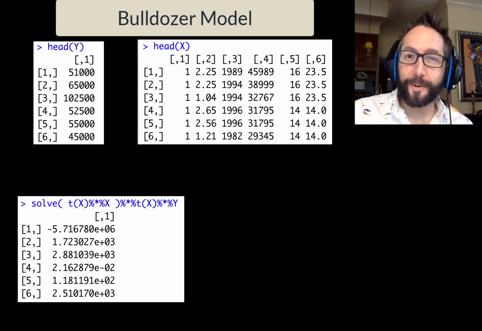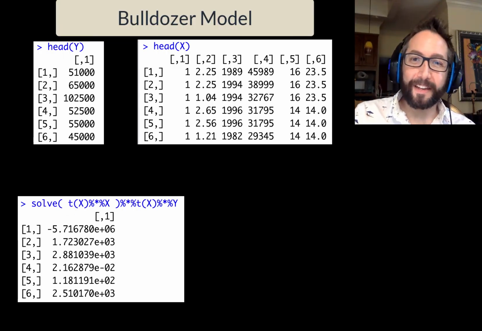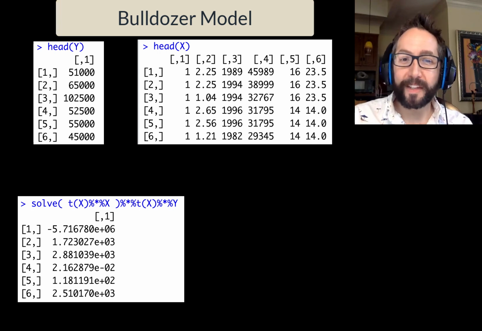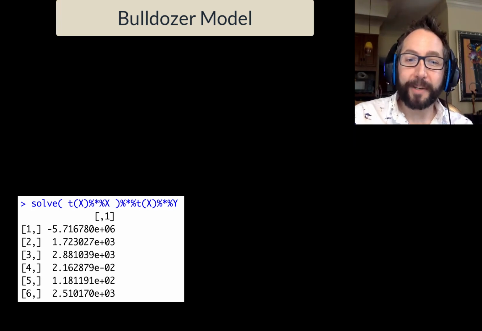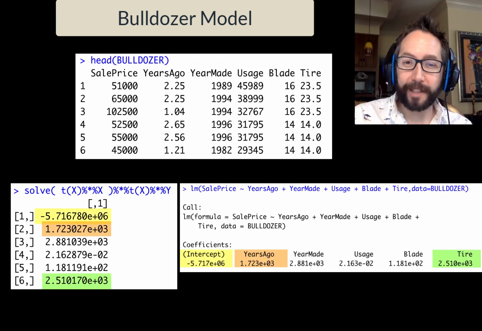So in R, you could go and confirm that, yep, if you fit the least squares regression line with the lm command, typically what we use to get a linear model relating y to the x's, we get the same weights, the same coefficients for that regression model, as if we had just brute forced it by solving that matrix equation.